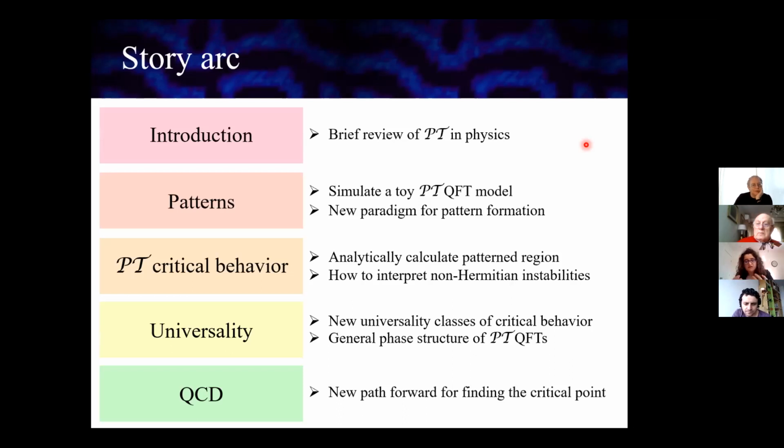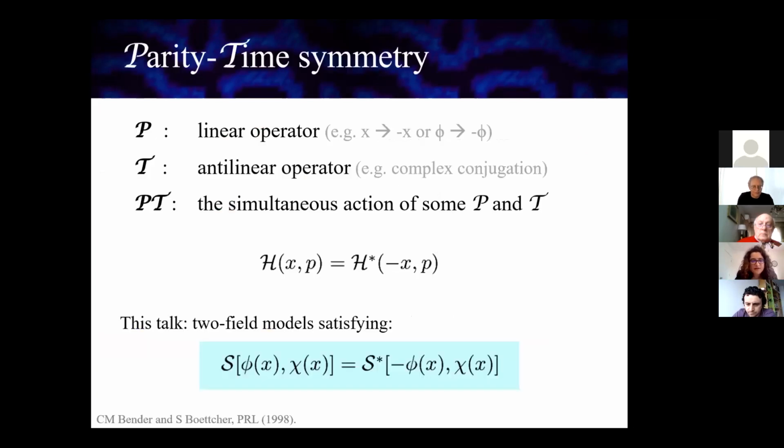This will lead us to formulating a more general formalism, figuring out whole universality classes that have this pattern-forming critical behavior. PT symmetric lattice models of QCD are going to be in these universality classes, and I'll show you how to look at a few effective models and find the phase diagram of those models. So this gives us a new path forward for finding the QCD critical endpoint. It's really cool, so let's get started.